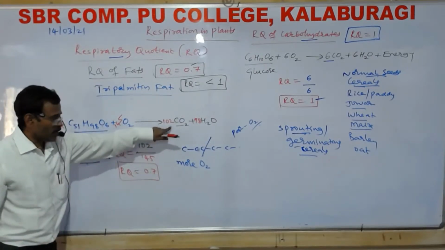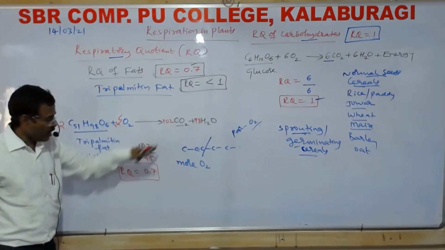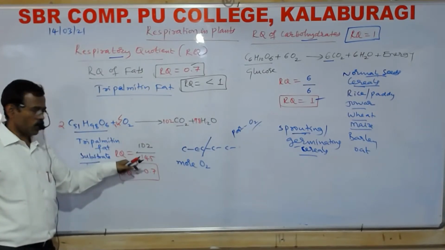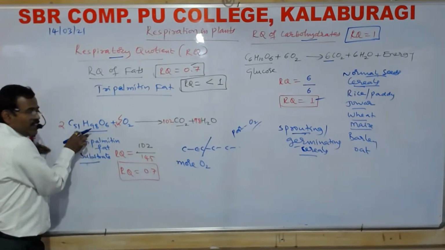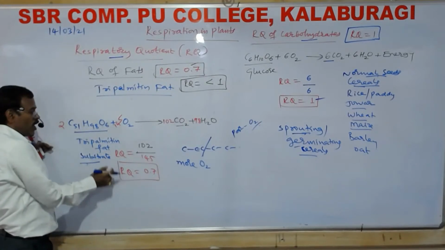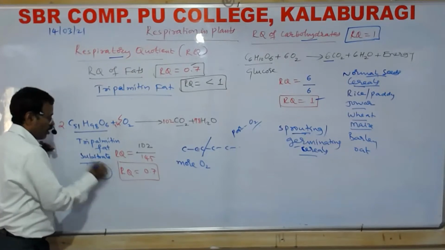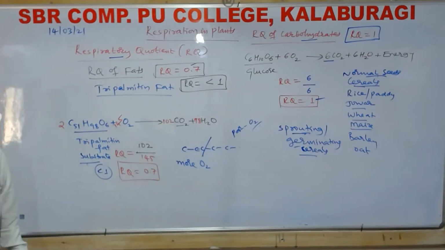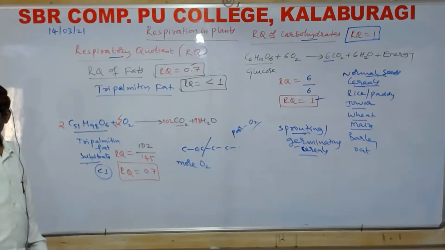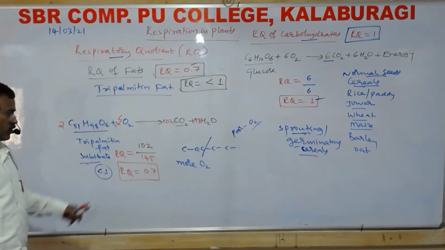See here, the carbon dioxide evolved is less than the oxygen used. Oxygen used is more because this substrate is poor in oxygen. That's why it makes use of more oxygen for its breakdown. Hence, the RQ value will be less than 1. Remember this, very important. Why is the RQ value of fat less than 1? Because the substrate is poor in oxygen. For its complete breakdown, it needs more oxygen. That's why the RQ value will be less than 1.